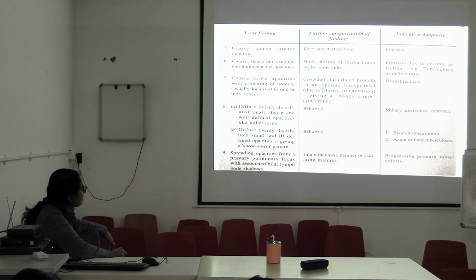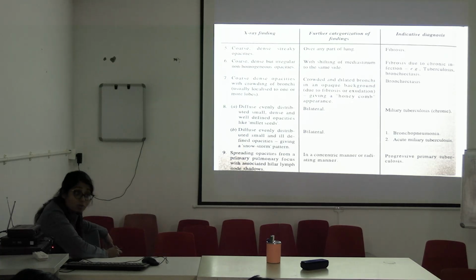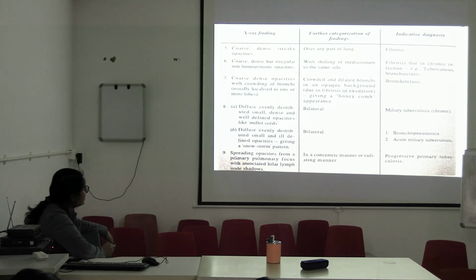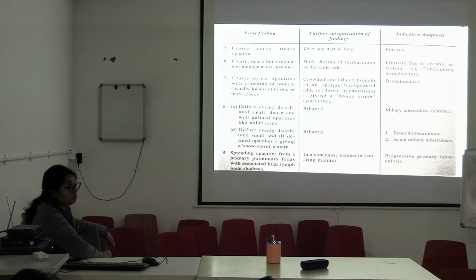Now in bronchiectasis, what is the condition? There are crowded and dilated bronchi in an opaque background due to fibrosis or exudation, giving a honeycomb appearance. In pathology you studied the honeycomb appearance. But how will we describe the X-ray finding? Coarse, dense opacities with crowding of the bronchi, usually localized to one or more lobes.